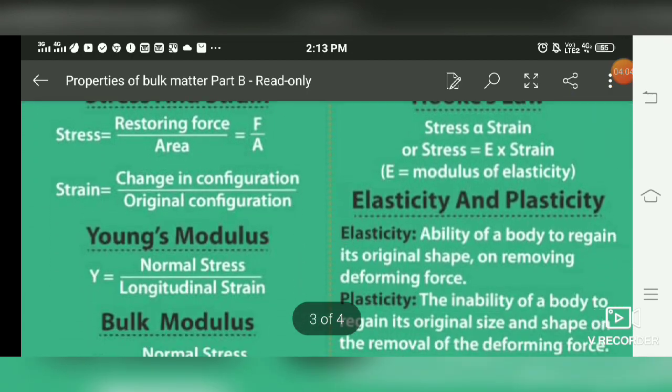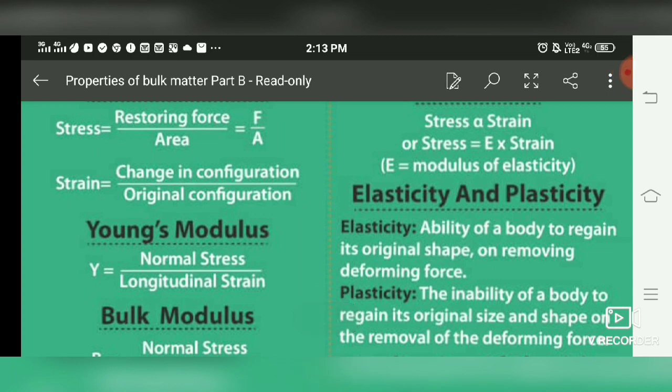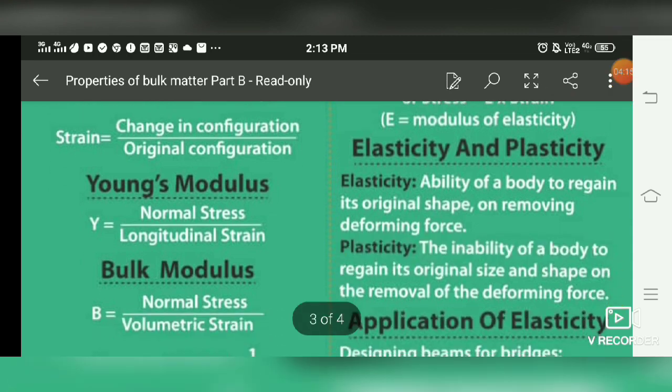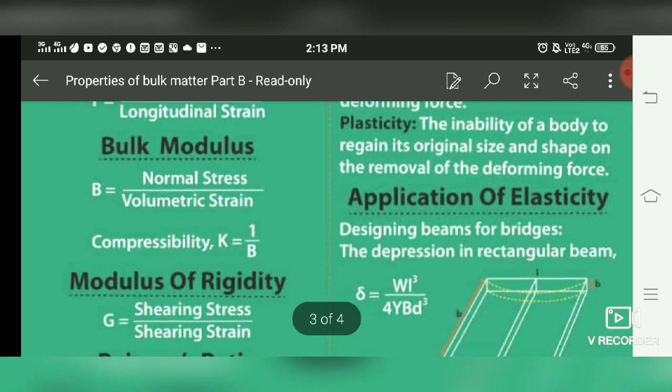Next we have Hooke's law, that we already discussed, that stress is directly proportional to strain. So this constant is called the modulus of elasticity. Elasticity, plasticity, that we have done.